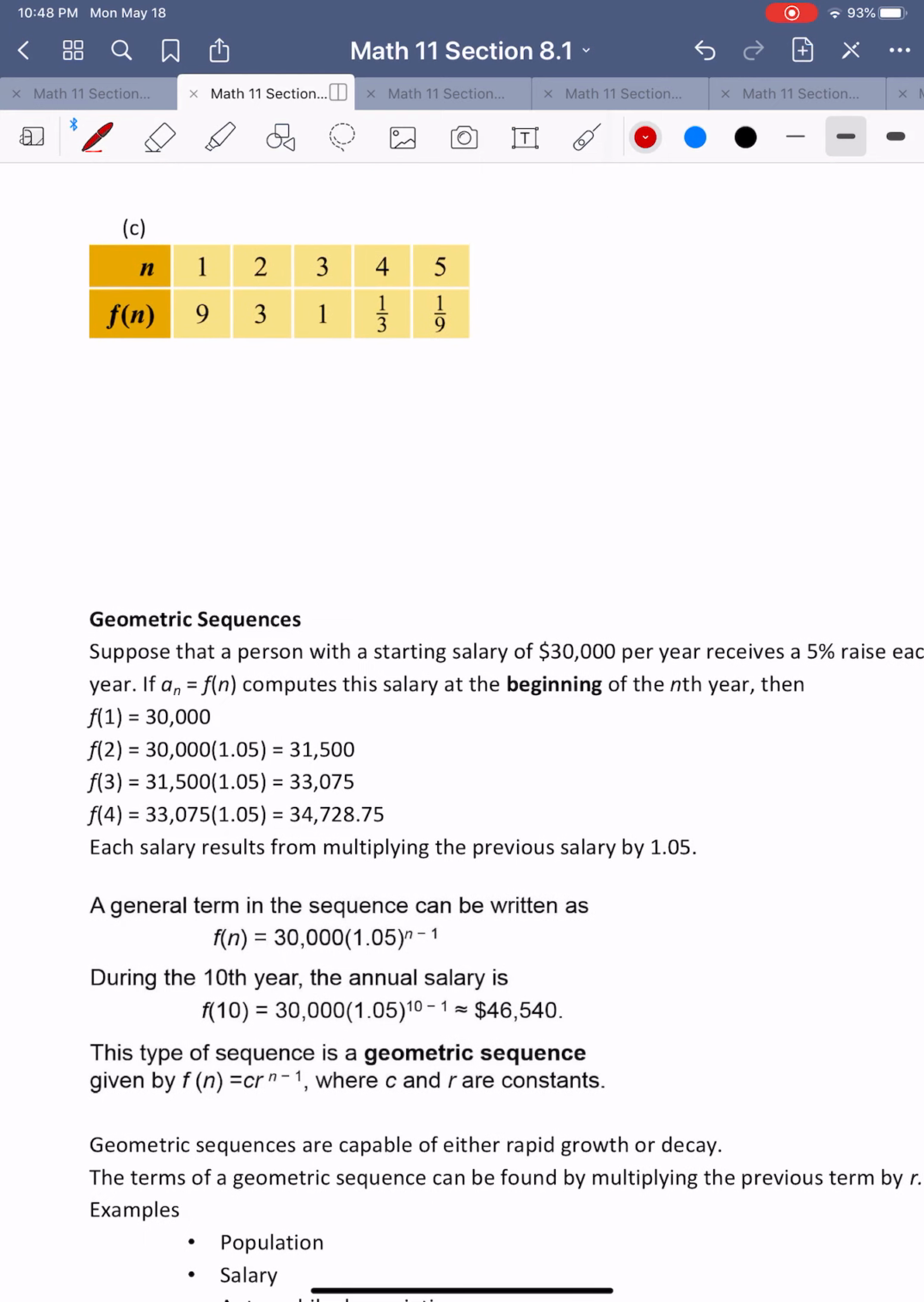Okay, what about C? Same thing here. When you check, x is increasing by 1, but y is also increasing or decreasing by adding, subtracting, or multiplying. This is not actually adding, right? This is actually multiplying by 1/3, or dividing by 3. So multiply by 1/3 to get 1/3 again. The same number has been multiplied, so yes, it is a geometric sequence.